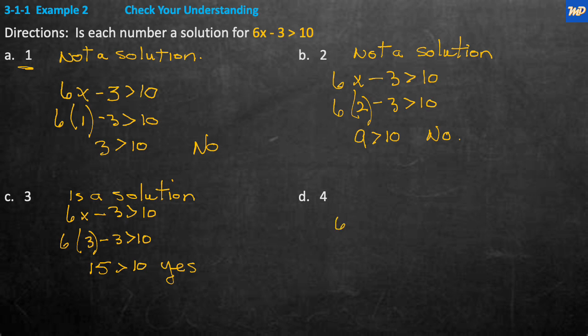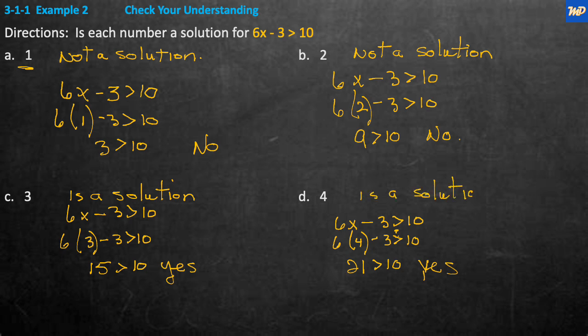6x minus 3, is that greater than 10? 6 times 4 minus 3 greater than 10? That's our question. Put a little question mark up there. 24 minus 3 is 21. Is that greater than 10? Yes. 4 is a solution. Okay. Good job.